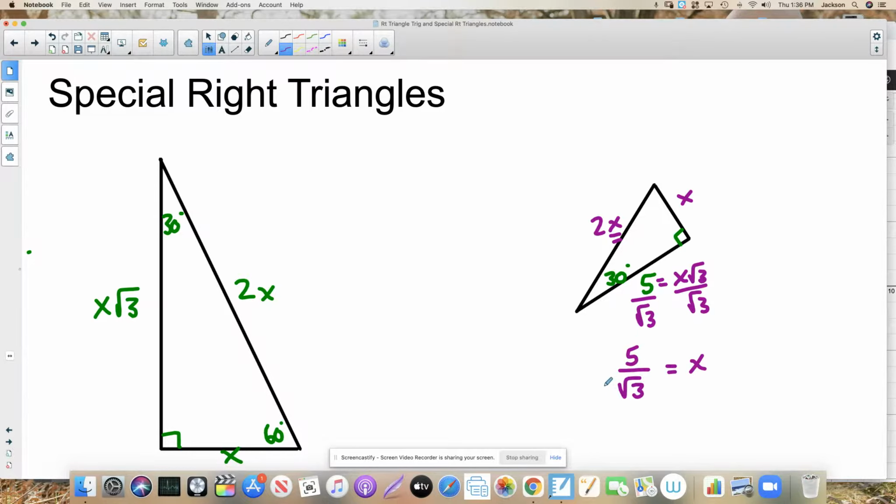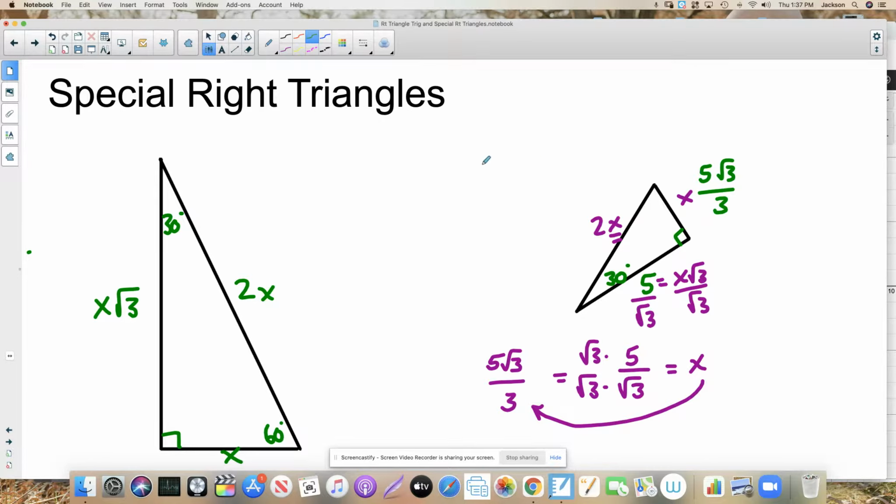And that's typically not acceptable. So we'd have to multiply that by radical 3 to rationalize the denominator. We get 5 radical 3 over 3. And that's our value of X. Okay. So up here, we know that this is 5 radical 3 over 3 now. And that's the value of X.